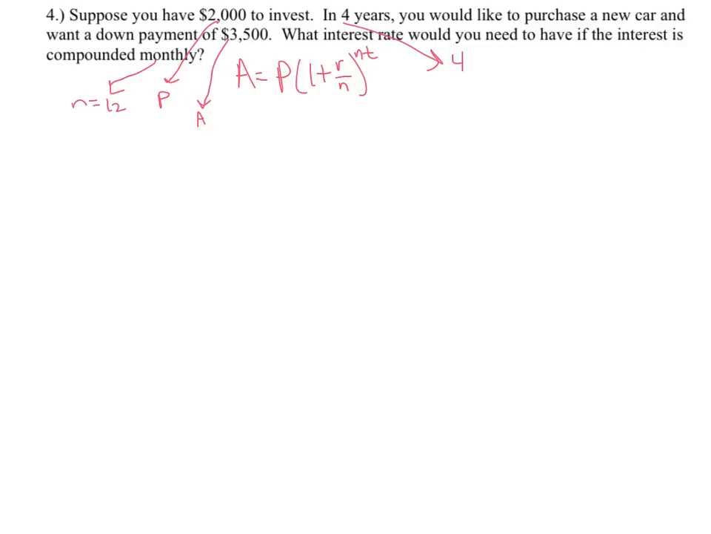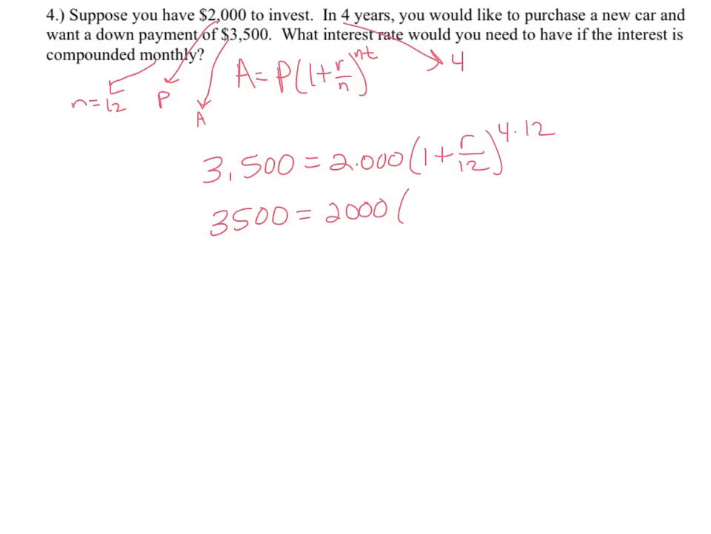So let's plug in everything we know. The total amount, $3,500. You want that to equal your principal times 1 plus, we're looking for the interest rate, so we're going to solve for r, divided by 12 to the nt power. So 3,500 equals 2,000 times 1 plus the rate divided by 12 to the 48th power.